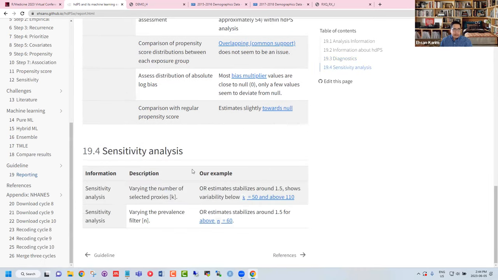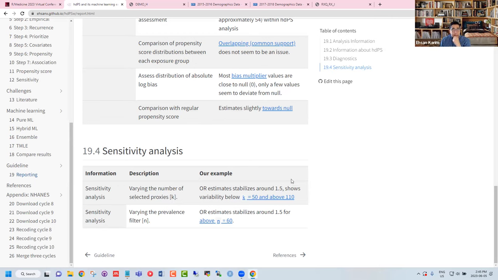Okay, in terms of the sensitivity analysis, as I have said, we can run the sensitivity analysis over the number of Ks, or the number of N, or the prevalence filters, and then we try to understand which numbers would be suitable for that analysis.